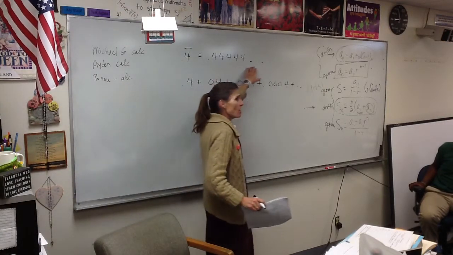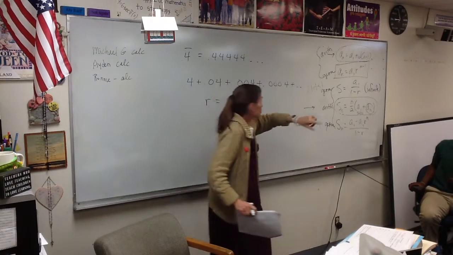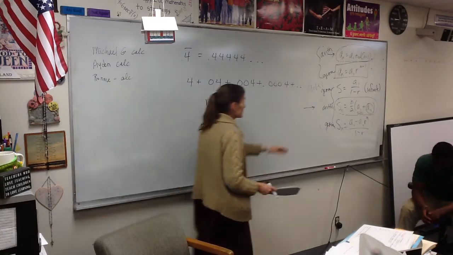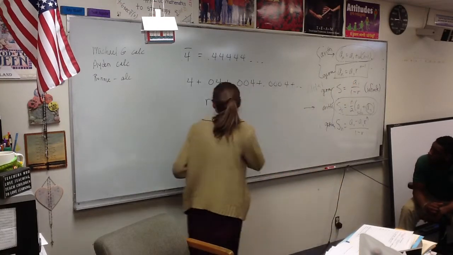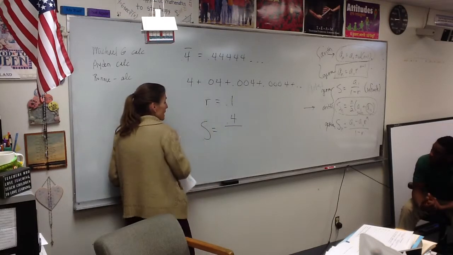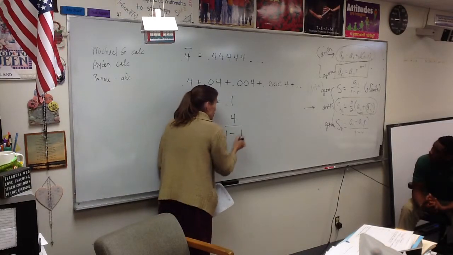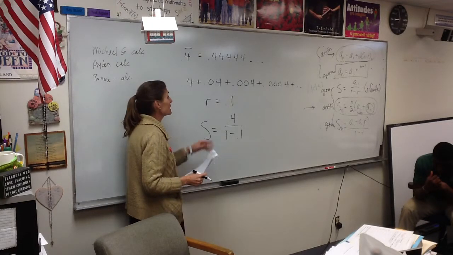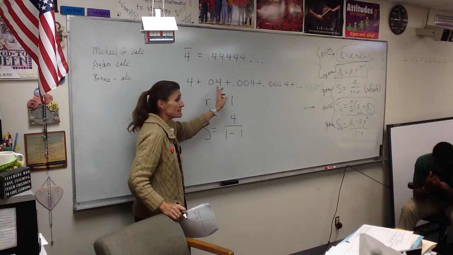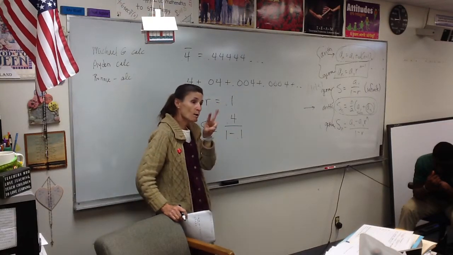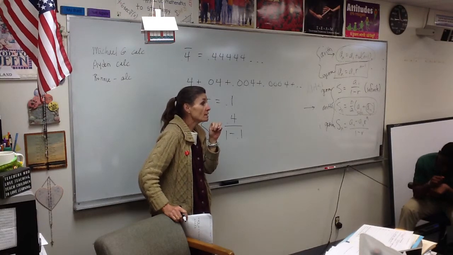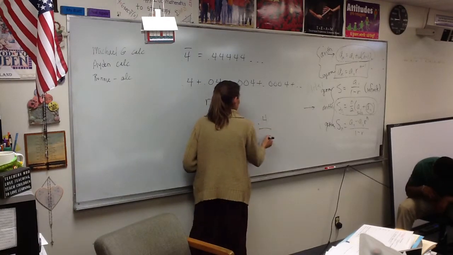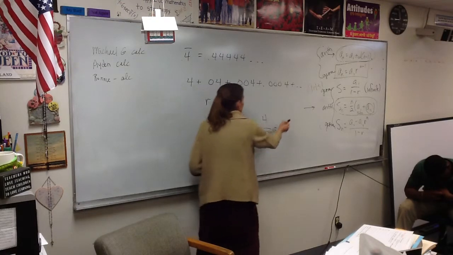Now, how long does this go on? Forever. It's infinite. So we are going to use our infinite formula. What does it say? Take the first term, which is 0.4, and divide it by 1 minus the ratio, which is 1/10. A little hint: if your decimal point is just moving one place each time, it's always going to be 1/10. What if your decimal point was moving two places? 1/100th. All right, what's 1 minus 1/10th? 0.9. So 0.4 over 0.9 is the same as 4/9.